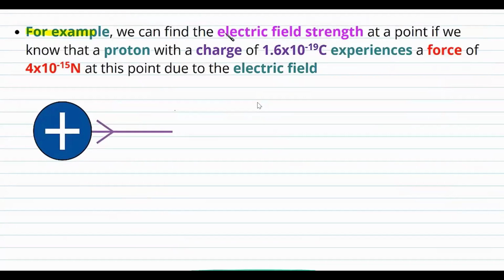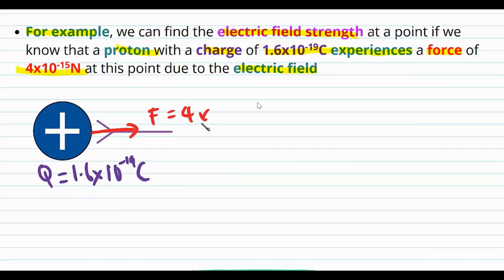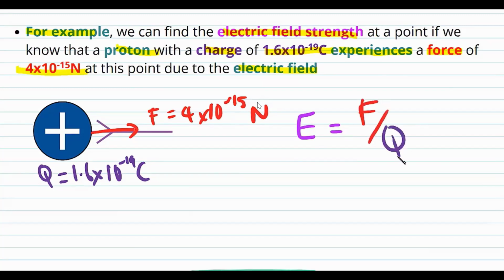For example, we can find the electric field strength at a point if we know that a proton with a charge of 1.6 times 10 to the minus 19 coulombs experiences a force of 4 times 10 to the minus 15 newtons at this point due to the electric field. So we know that the charge Q of the proton is equal to 1.6 times 10 to the minus 19 coulombs, and it experiences a force equal to 4 times 10 to the minus 15 newtons. What we want to find is the electric field strength E, and we know that this is equal to F divided by Q.